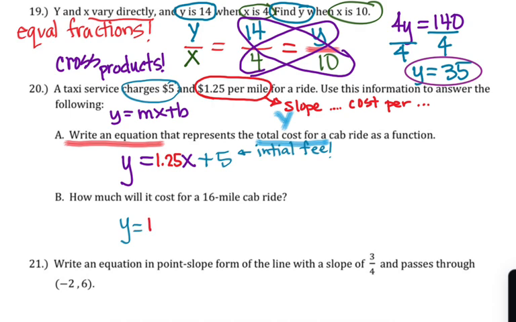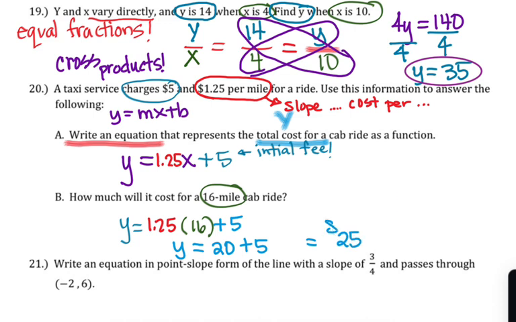We can solve for any cab ride for any amount of miles. When x has a certain value, we can solve for the y, or the cost. So if we go 16 miles times the per mile fee plus that initial cost, 1.25 times 16 is $20, plus 5 is $25. So when x is 16, if we go 16 miles, then the cost would be $25.